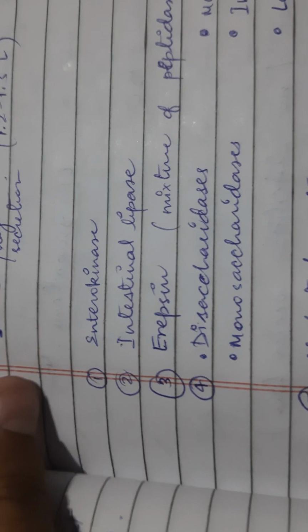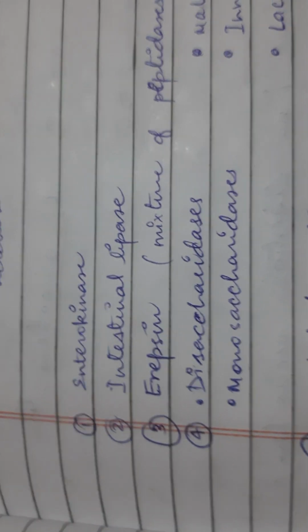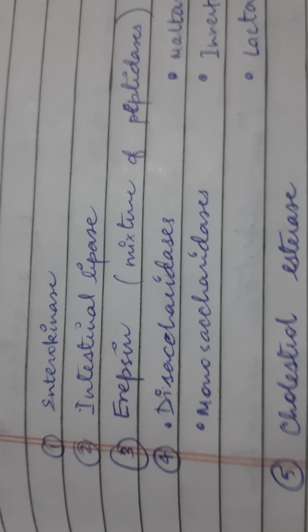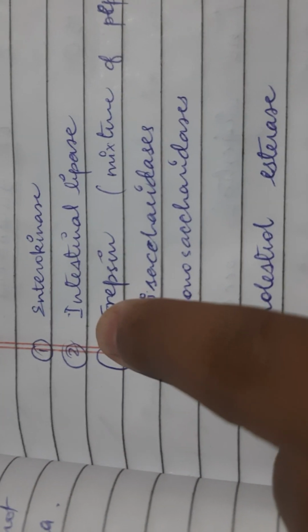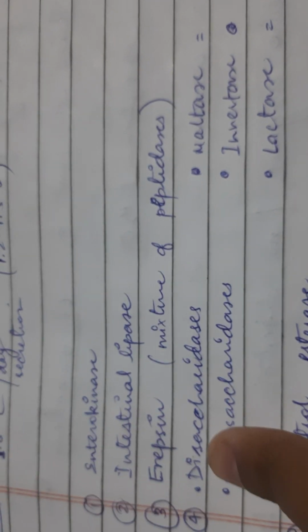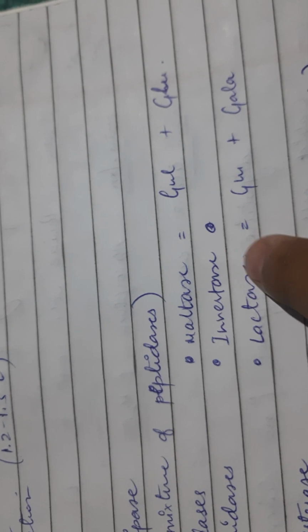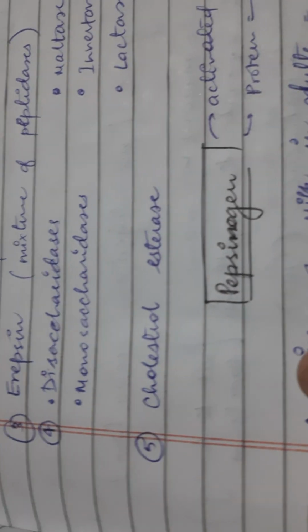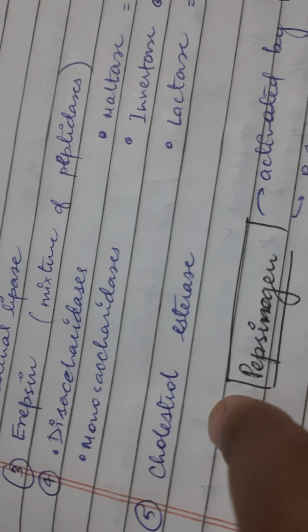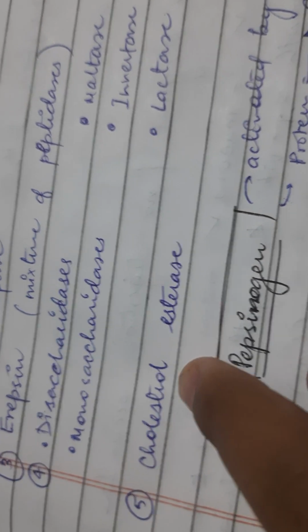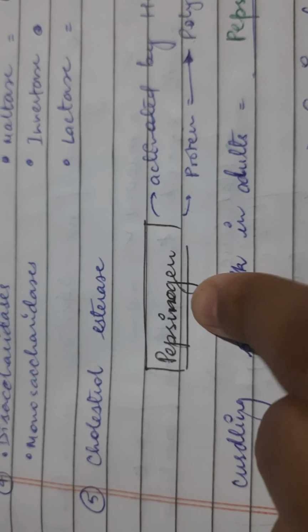Succus entericus, intestinal juice, contains enterokinase, secreted by Paneth cells, intestinal lipase, erepsin, a mixture of peptidases, disaccharidases. Here maltose and lactose get converted into monosaccharides: maltose into glucose, and lactose into glucose and galactose. Sucrose converts into glucose and fructose. Cholesterol esterase is also present there.